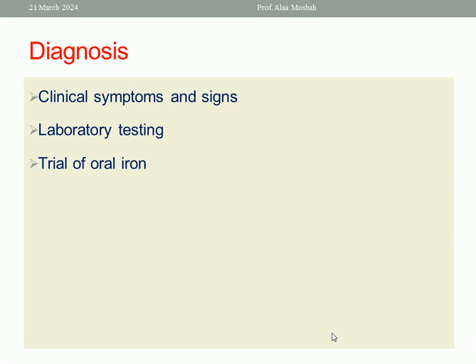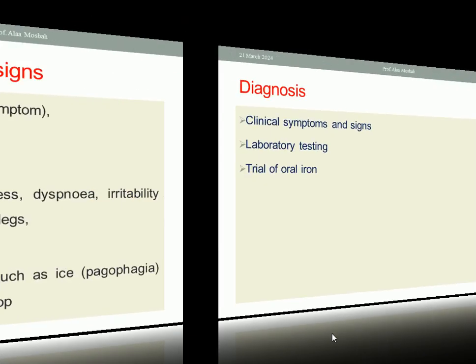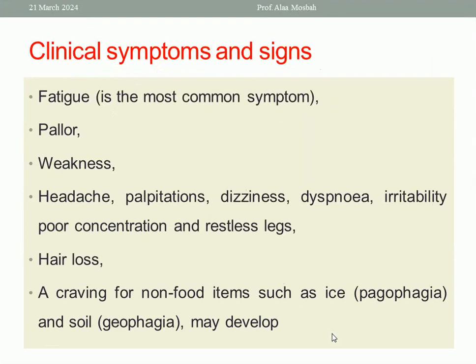What about the diagnosis of iron deficiency anemia during pregnancy? Three very important items: the clinical symptoms and signs, the laboratory testing, and trial of oral iron as a diagnostic test. It can be both a diagnostic and a therapeutic test. Okay? So let us start with the first item, the clinical symptoms and signs.